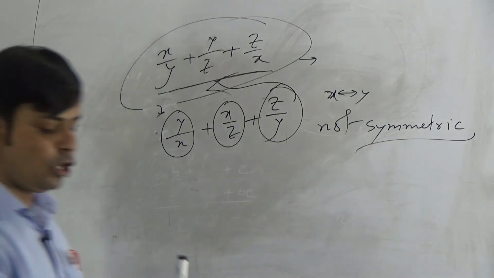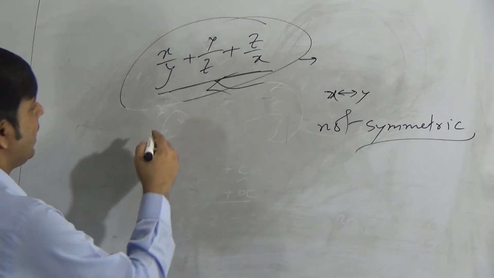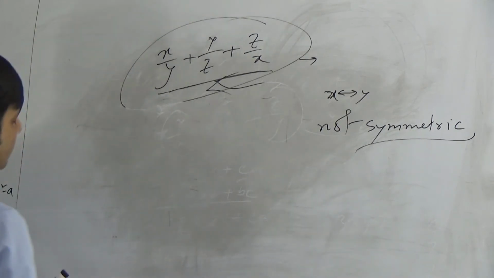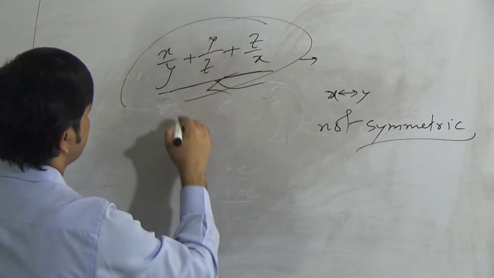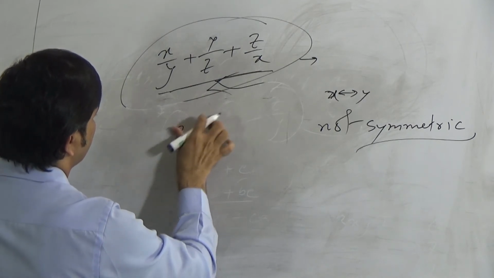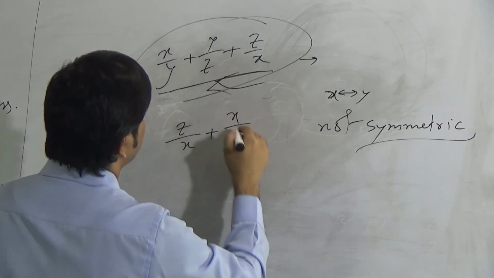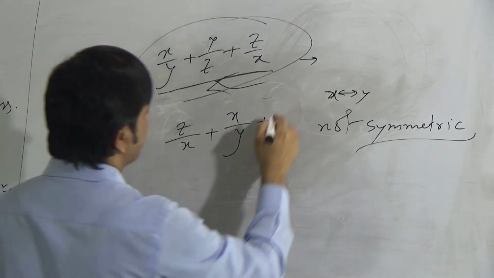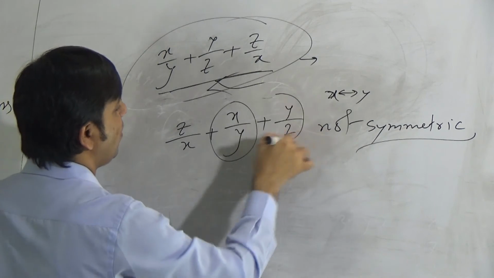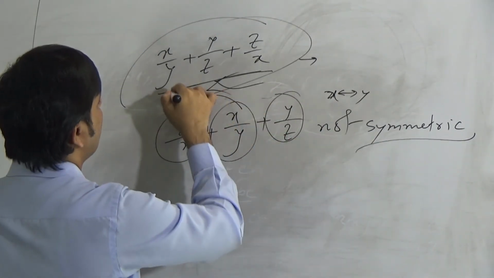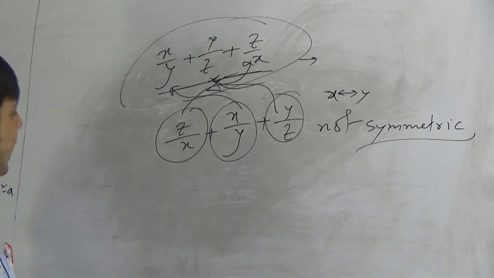Now we will check whether this is cyclic or not. Replace x by y, replace y by z, and replace z by x. So we will get here x by y, y by z, z by x. So x by y means this one, y by z means this one, and z by x means this one. It means that if we notice here, the expression remains the same.